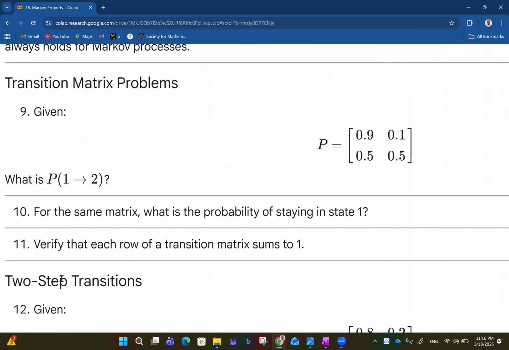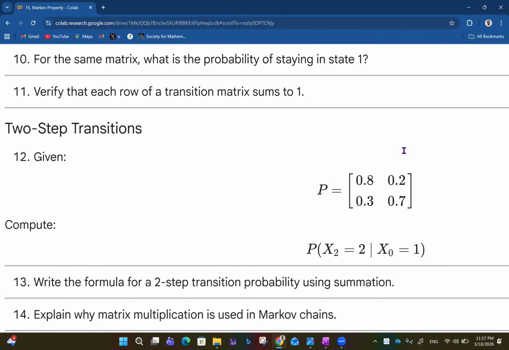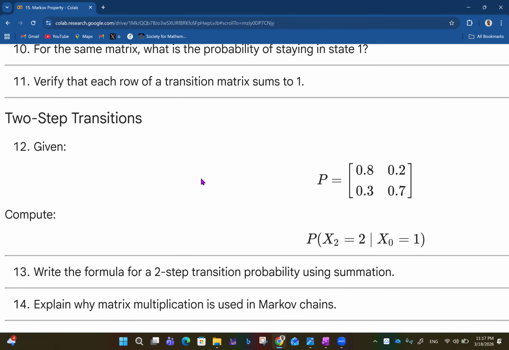Then for the same matrix, what is the probability of staying in state 1? For this matrix, the probability of staying in state 1 is 0.9. That means moving from 1 to 1. Verify that each row of a transition matrix sums to 1. Of course, if you have any transition matrix, each row will sum to 1, basically. Then two-step transitions now. For two-step transitions, you are given 0.8, 0.2, 0.3, 0.7. You want to compute the probability that x2 is equal to 2, given that x0 is equal to 1.